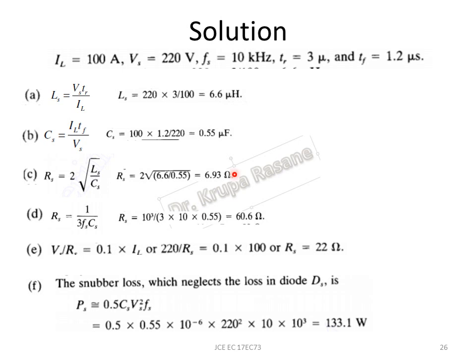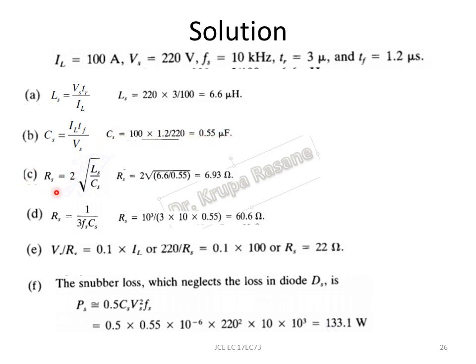Okay, so the parameters given in the problem are listed down, and we have to evaluate the value of Ls. We know Ls is equal to Vs TR by IL. If I substitute the values, I get Ls equal to 220 into TR, which is 3 microseconds, divided by IL, that is 100. So I get 6.6 microhenries. To evaluate the value of Cs, I use this formula: Cs equal to IL TF by Vs. We have derived all of them. Substituting the values, I should be getting 0.55 microfarads.